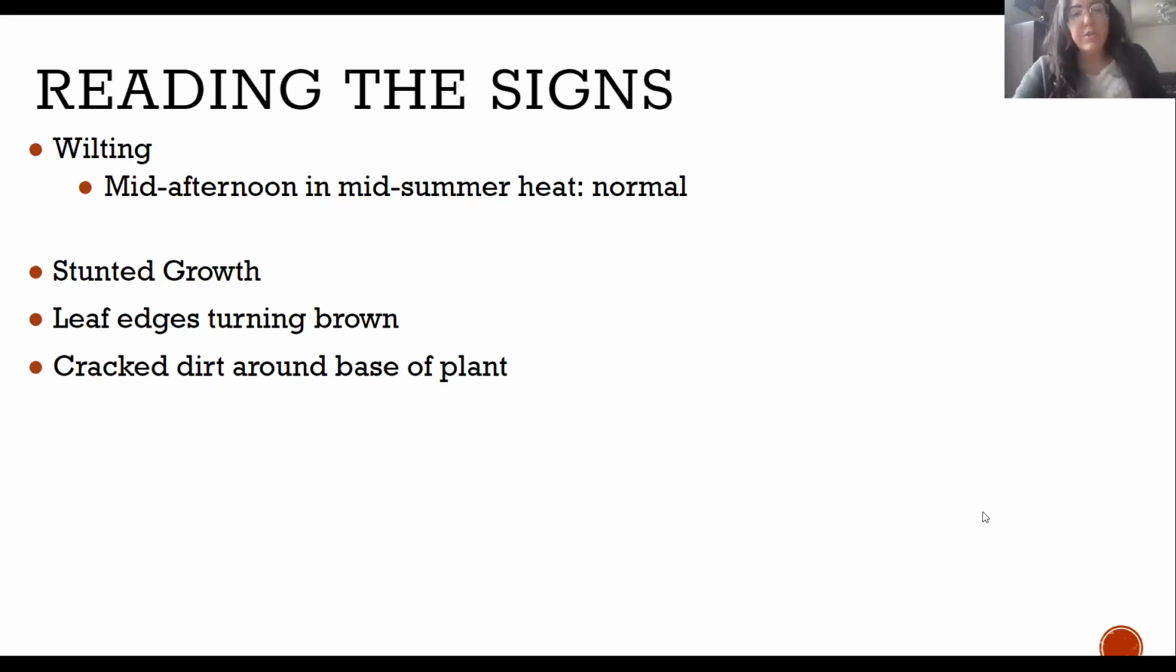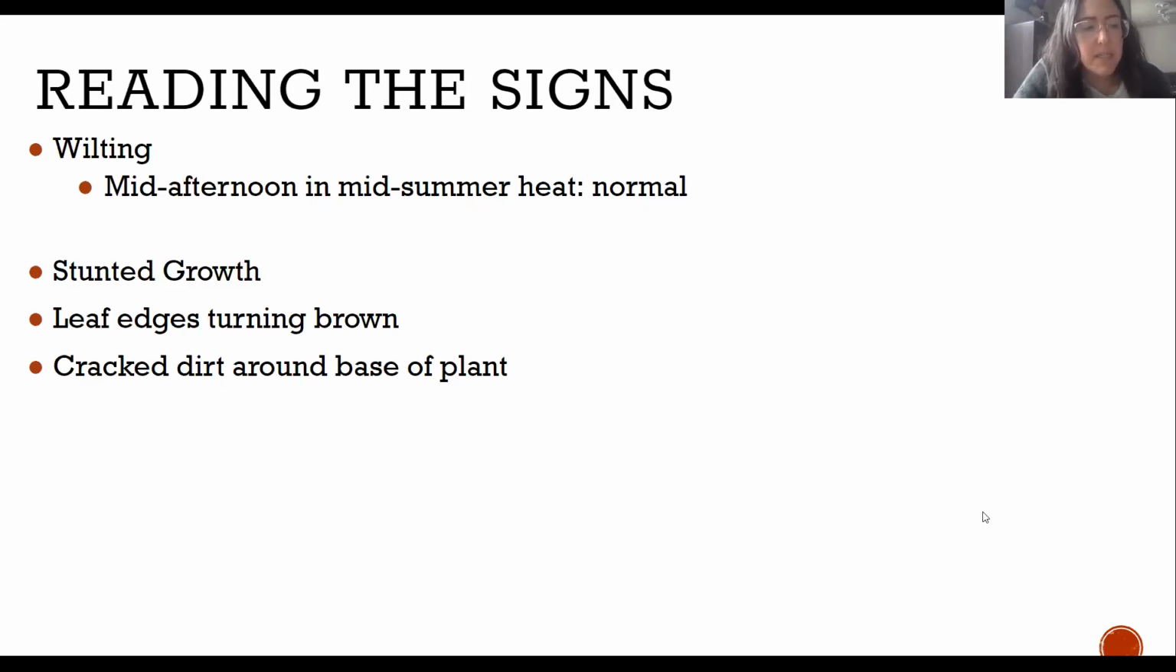And then look at your plants. There are some plants that just naturally wilt with the heat of the summer. Tomato plants come to mind when I think of a plant that in the middle of the afternoon on a 95-degree day is just going to look a little wilty. So that is a normal thing that happens.